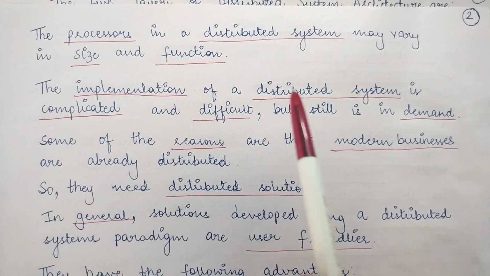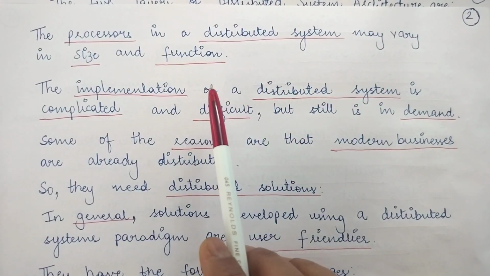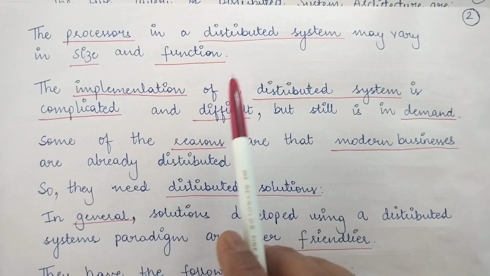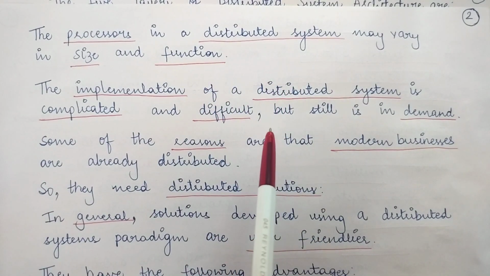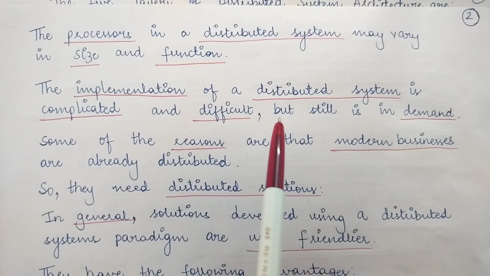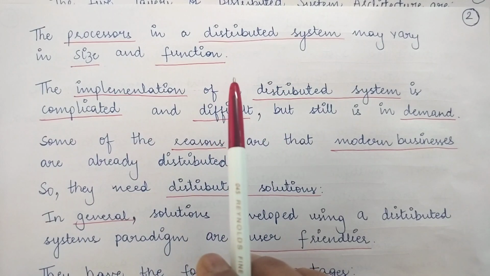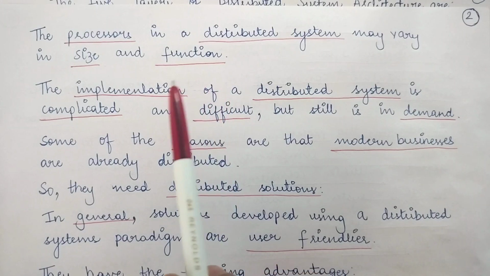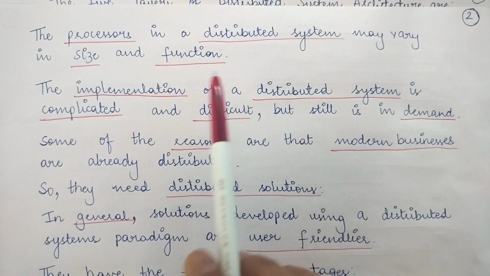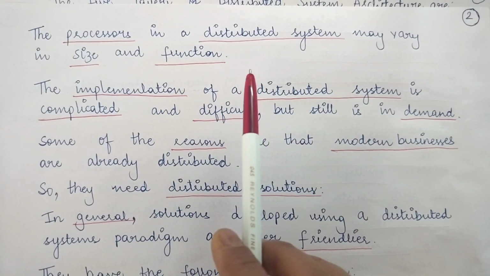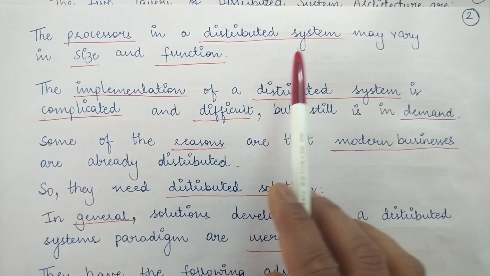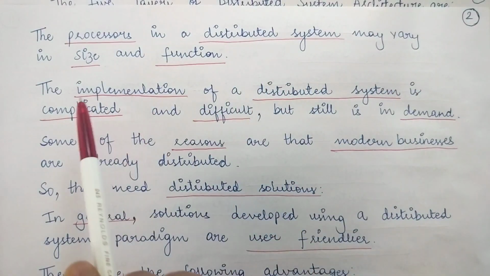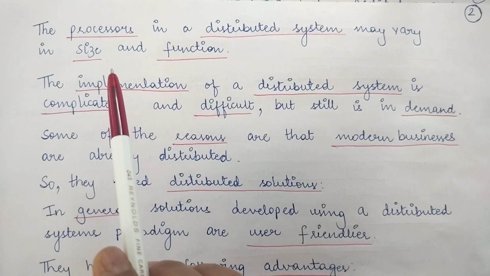The processors in a distributed system may vary in size and function. Since there are different processors distributed across multiple locations in the network, there is no compulsion that all these processors will be of the same size. The processors may vary in size and they may also vary in their functionality.